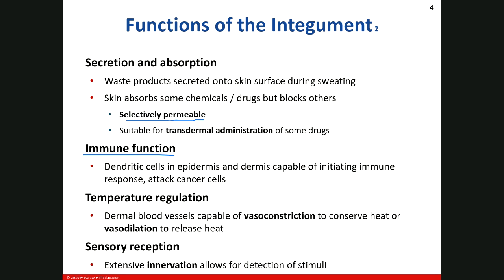Immune function: we talked about the dendritic cells, those are the Langerhans cells that we found in the stratum spinosum of the epidermis. But you'll also have other immune cells in there, other white blood cells, that will help attack any foreign invaders, like bacteria or viruses, but also any precancerous or cancerous cells. They like to take out those things.